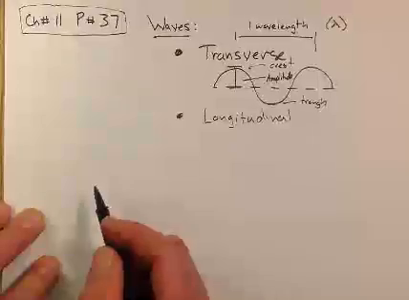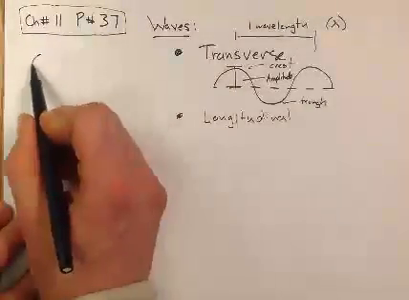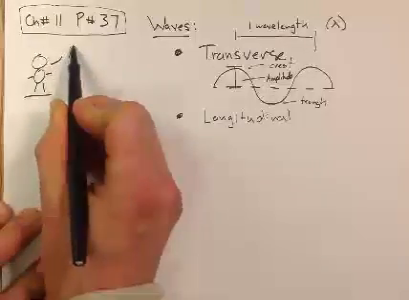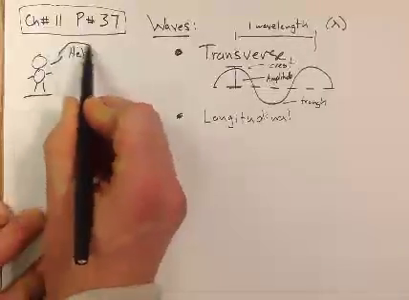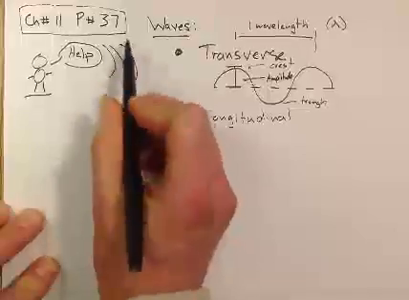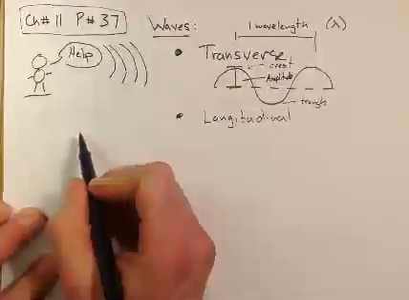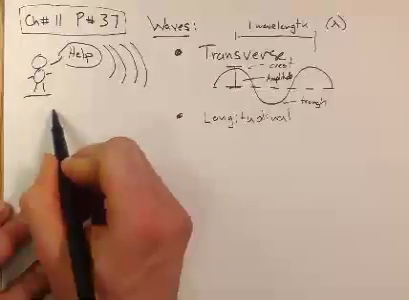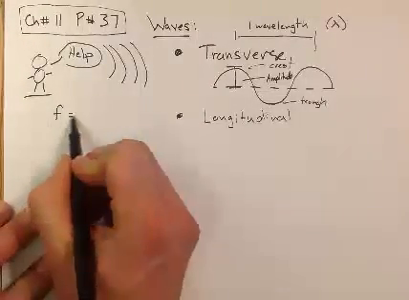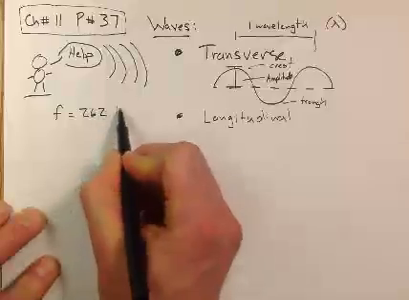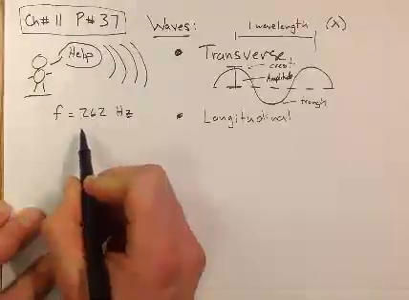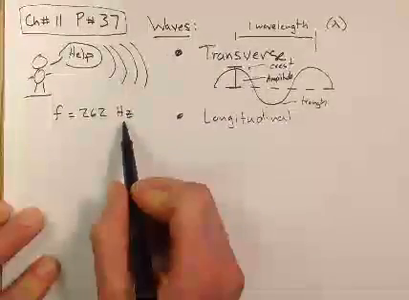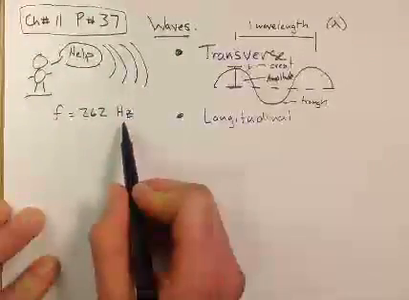So problem 37 says a sound wave. There's a person doing their physics and they yell out, "Help, I need help with my physics," and the sound propagates out. This person makes a sound and the frequency of this sound is 262 hertz, or 262 compressions per second. Hertz is a cycle per second.